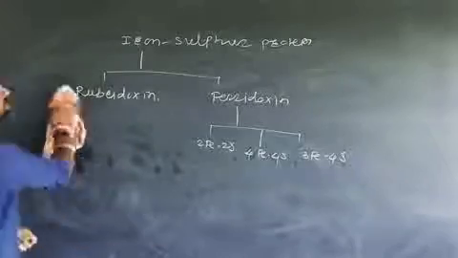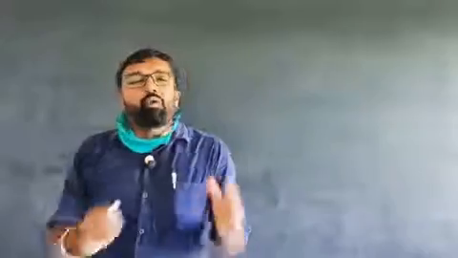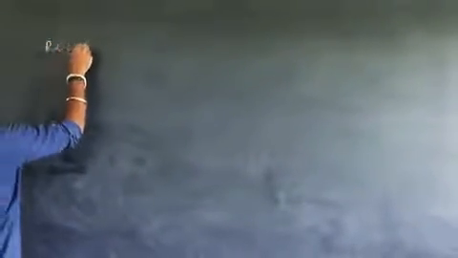Now come to the point. First one is rubredoxin. As I already told you, iron sulfur proteins play an important role in the electron transfer process or in redox reactions. If they participate in redox reactions, then definitely they have two forms: one is the oxidized form and the second is the reduced form, because they are involved in the electron transfer process, right?